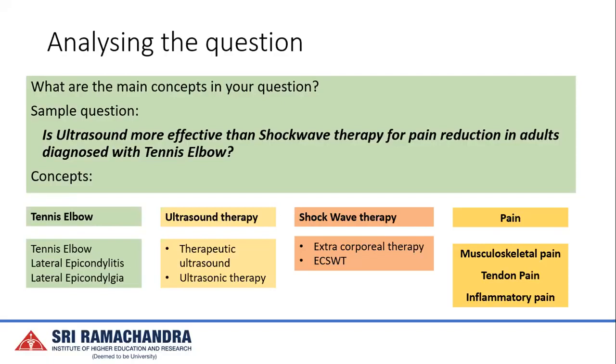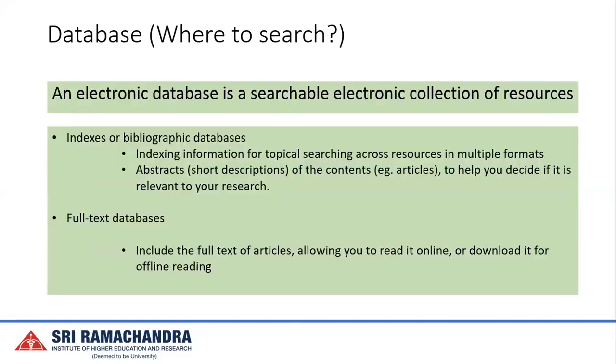Keep this in mind. First step, we formulated the PICO. Then the next step, we divide the PICO into concepts. This is very important. As per the definition, it's a systematic process. If we follow the steps, what's going to happen? It makes our literature search very effective. Fine. So next step, database.